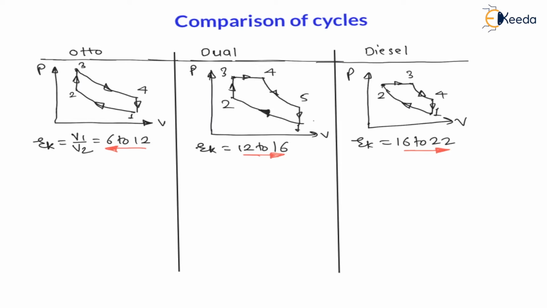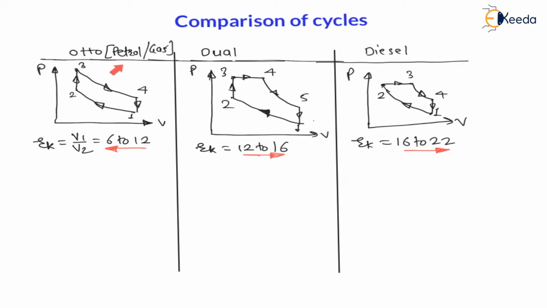Now again, second thing is fuel used. In case of Otto cycle, fuel used is petrol or gas. Therefore it is also called petrol or gas cycle, right? My dear students, in petrol vehicles we can fit CNG kit also, that you have heard, right? But in diesel vehicles we cannot fit CNG kit.